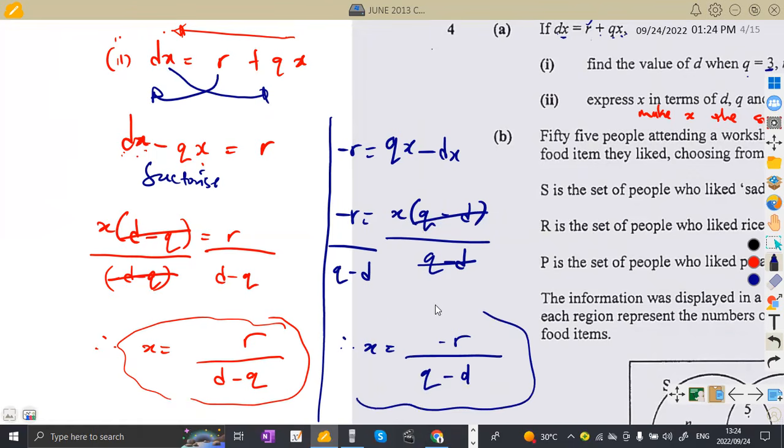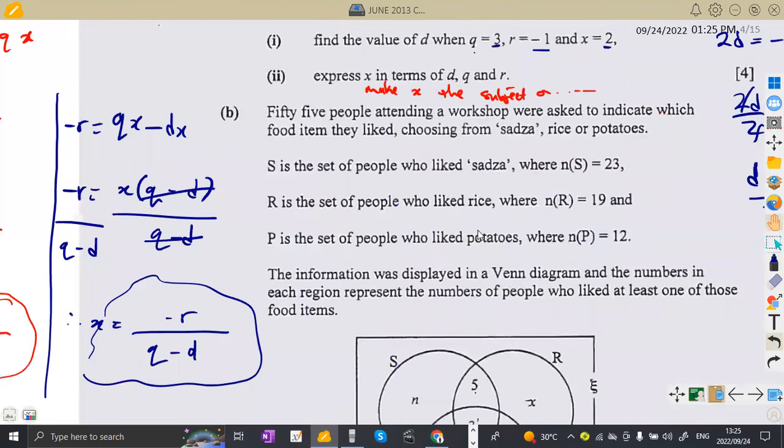So these two answers are actually the same. If you substitute any values here, like you're given the values of r, you can substitute and see if you're going to obtain the same value of x. That is to show that they are actually the same. All right, so that's what we had.